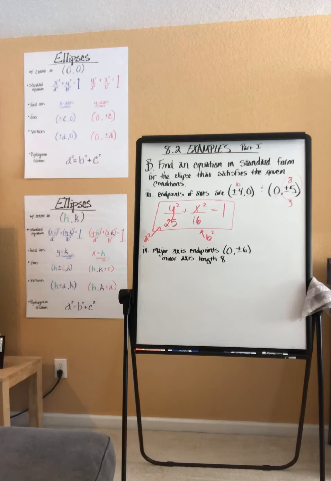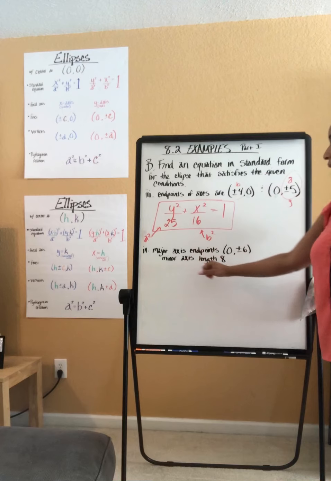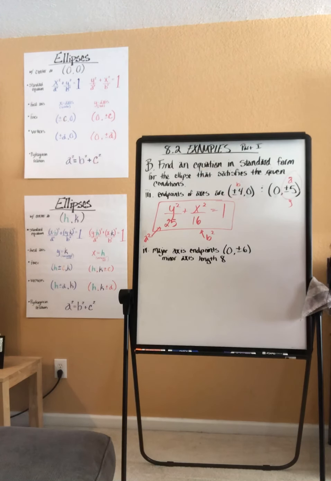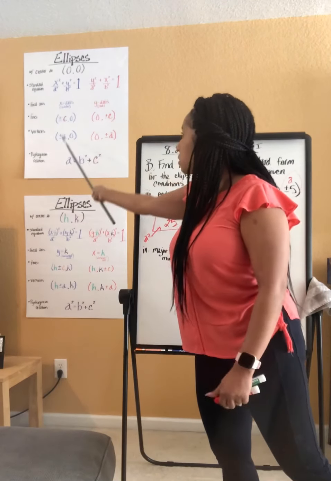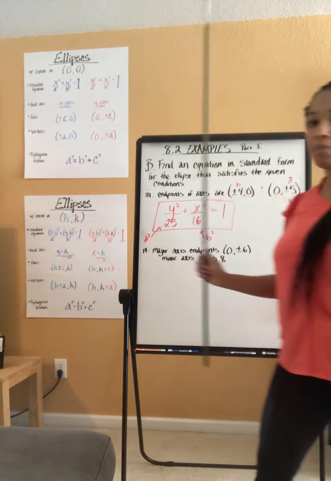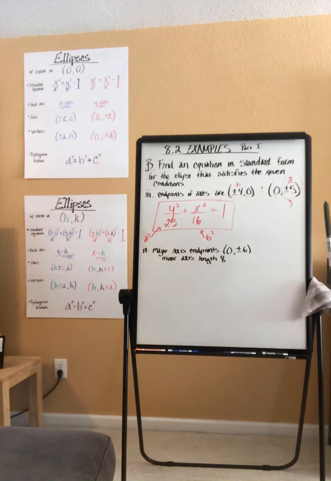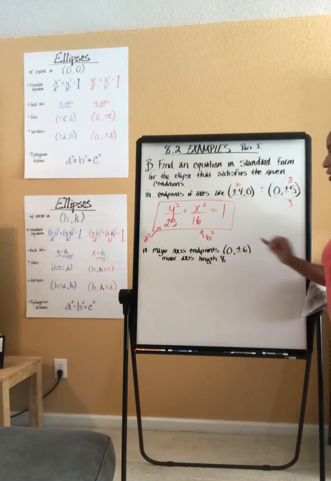B4, the major axis endpoints are (0, ±6), and the minor axis length is 8. Again, you'll notice that we haven't even touched the second chart on these. We are still here because I had the zeros. The zeros let me know that my center was (0, 0). The major axis endpoints were (0, ±6).